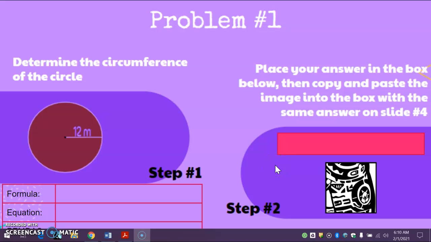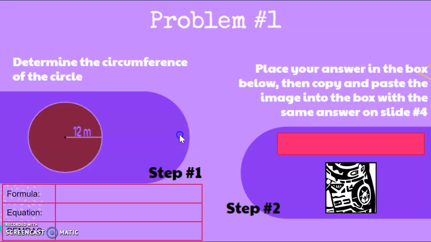Okay, welcome to problem number 1. We're going to determine the circumference of the circle. We have a radius here of 12 m. So the formula we're going to use is circumference equals 2 pi r.